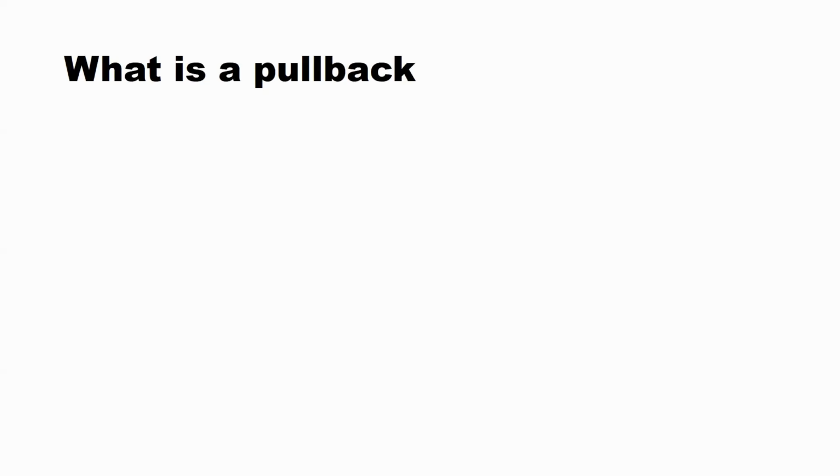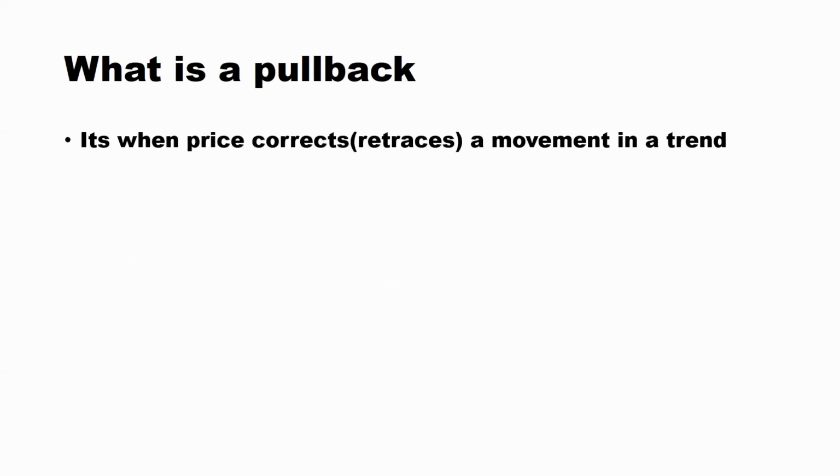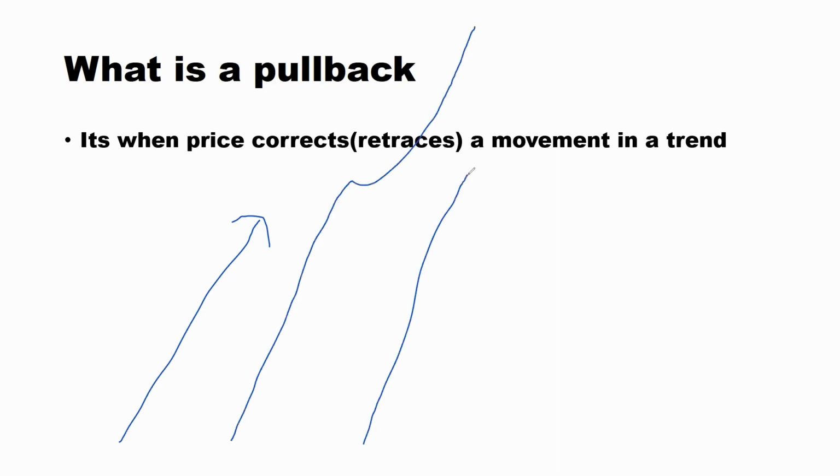Now, what is a pullback? A pullback is simply when price is correcting, or doing what most people call retracing. I'll give you an example. Price does not move in a straight line. Do not expect price to move in a straight line. Let's say the price of, say, EUR/USD or a synthetic index like Volatility 75 is moving up. It's not going to just move up like this. It has to move up while taking breathers. These breathers are what we're calling pullbacks.